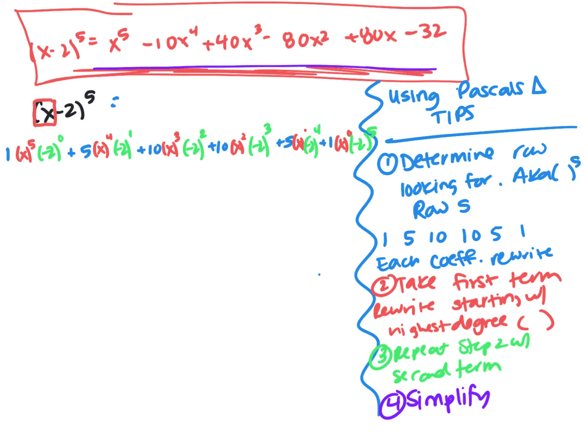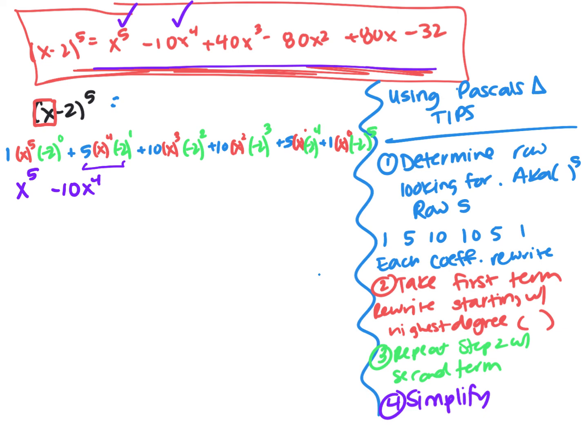So 1 times x to the 5th times -2 to the 0. Well, -2 to the power of 0 is 1. So this whole first term is just x to the 5th, which is what we're supposed to get. Our second term: 5 times x to the 4th times -2 to the 1st. Well, 5 times -2 is -10, and then we have x to the 4th. Now we have our second term.